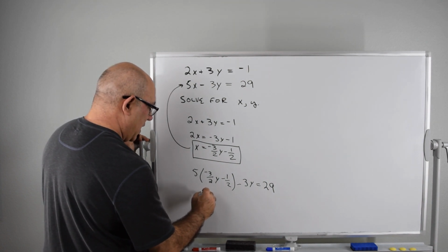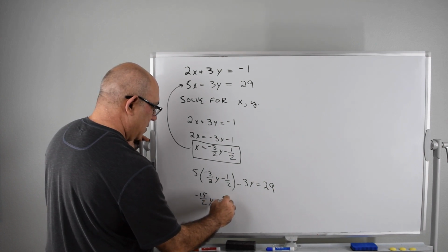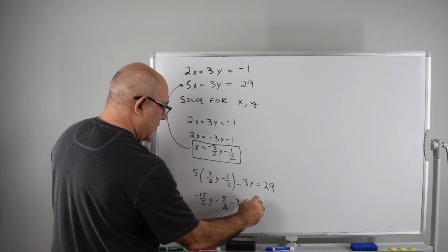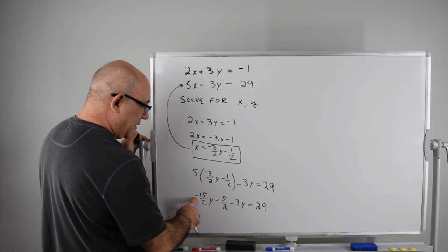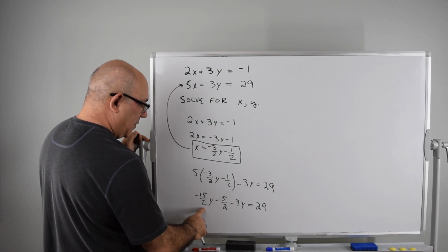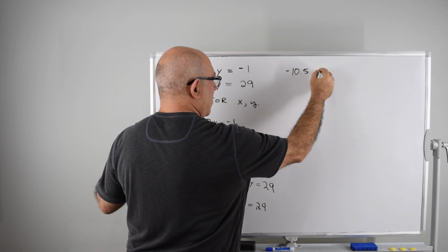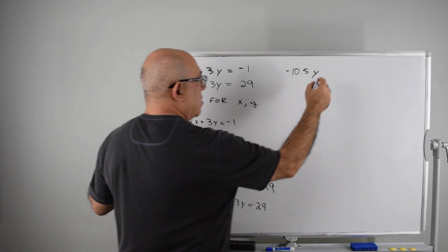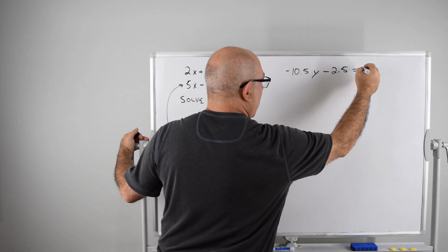All right, so we'll just multiply this out. So minus 15 halves y minus 5 halves minus 3y equals 29. So what is this? This is minus 7.5, and this is minus 3, so that is minus 10.5 y. Minus 5 halves, which is minus 2.5, equals 29.